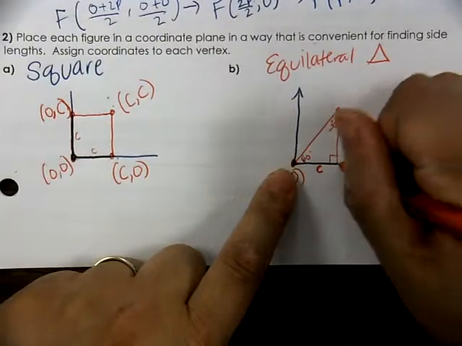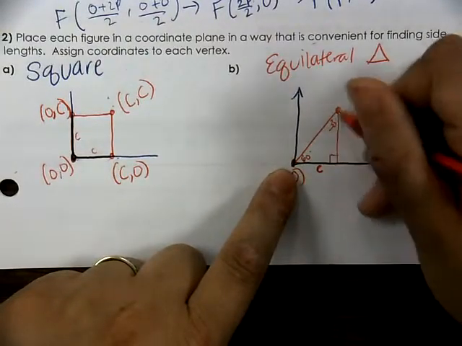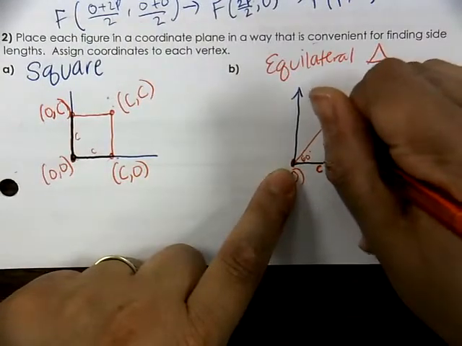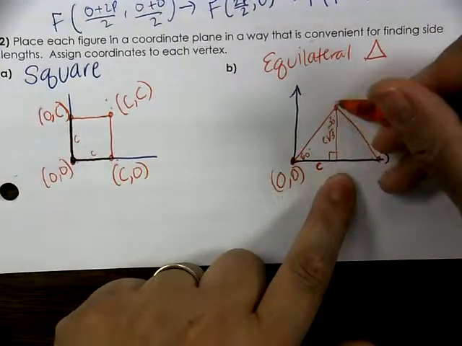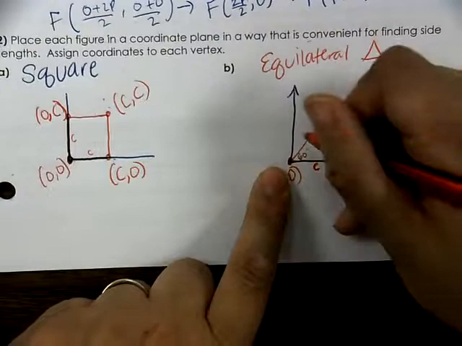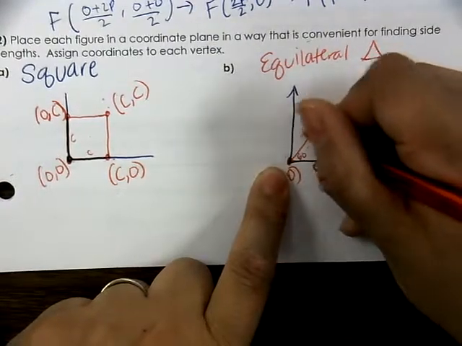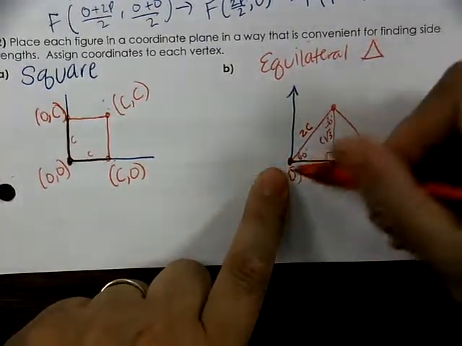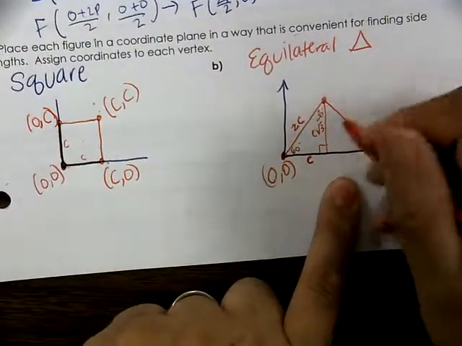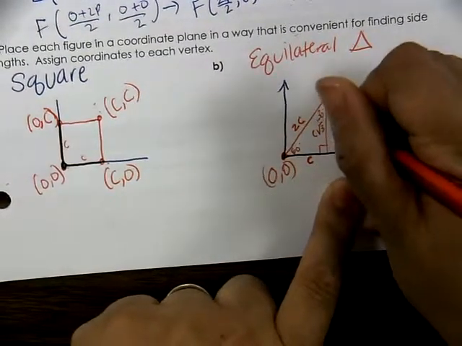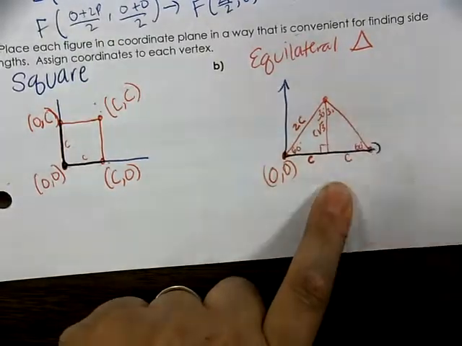If this is C units, then I know that this height here would have to be C root 3. Because remember, short leg times root 3 is your long leg. And the hypotenuse is always double the short leg, so 2C. So I'm labeling my triangles. Remember, this left-hand side triangle is the same as the right-hand side. They're identical. They're still 30, 60, 90, so this is also C.